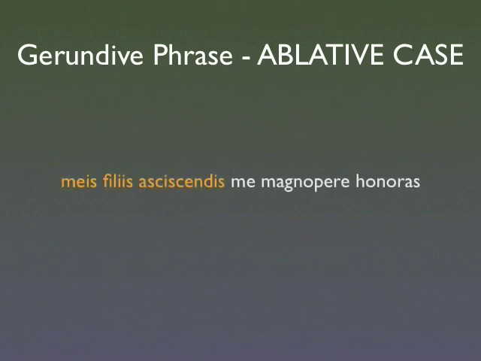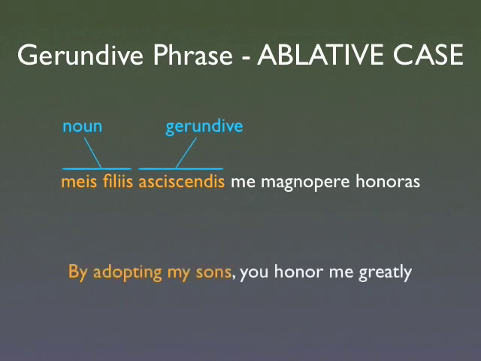Meis filiis asciscendis me magnopere honoras. By, that's the ablative, adopting my sons, you honor me greatly. Since the gerundive is an adjective, it must agree with a noun, and this noun in our English sentence is the direct object of the translated gerundive. But what if we don't have a direct object? What if, instead of adopting my sons, you're training your dog?